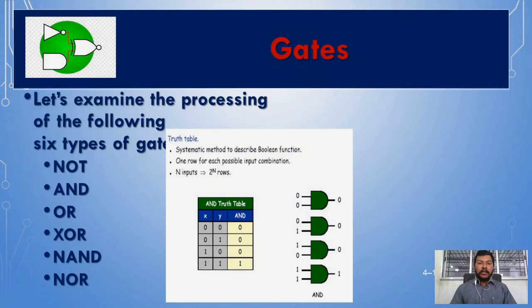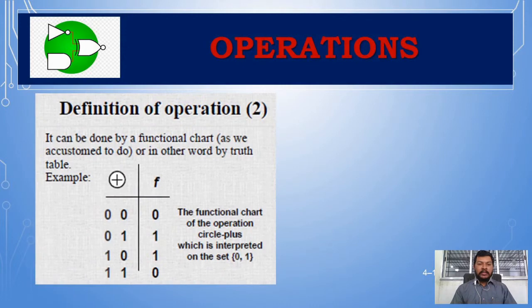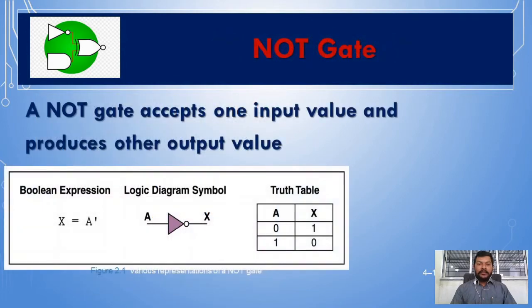Now, starting with the gates, these are some of the gates which we are studying in the coming presentations. These are 6 gates basically which we are going to study, and these are some of the operations which we are going to write. This is operation number 1, which is ORing. This is the definition of function 2, the XOR operation, and the first logic gate that we are going to study is the NOT gate.